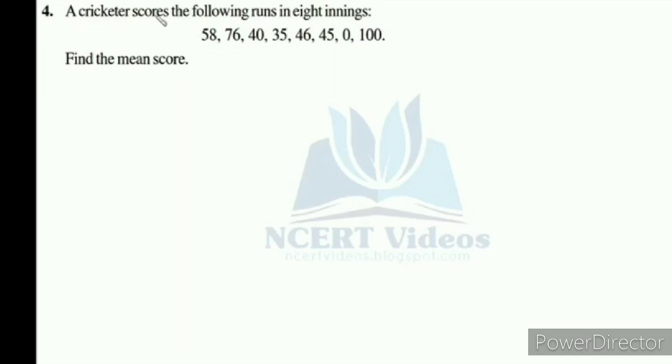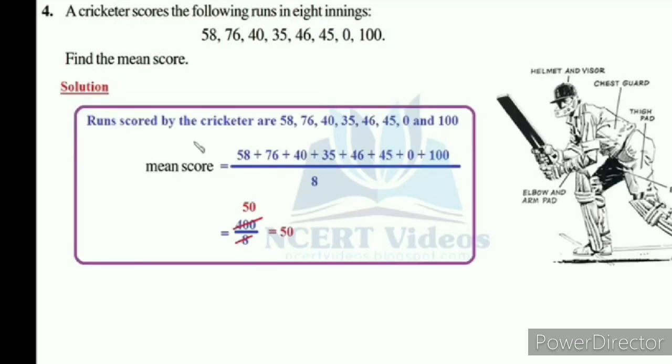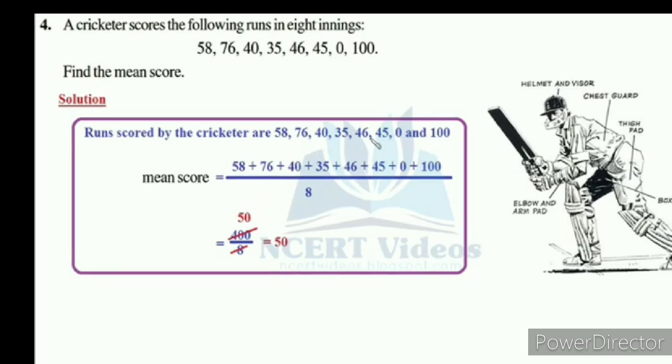Next, fourth question. A cricketer scores the following runs in 8 innings: 58, 76, 40, 36, 35, 46, 45, 0, 100. Find the mean score. This is the score of this cricketer. 0 means he got out and did not score any runs. So they are asking to find the mean score, that is the arithmetic mean.